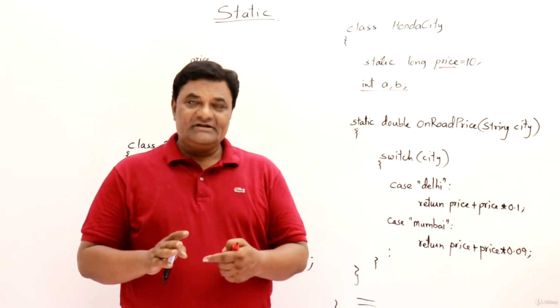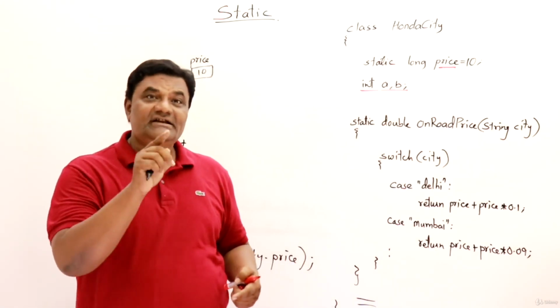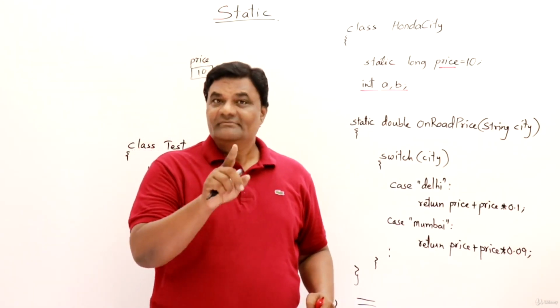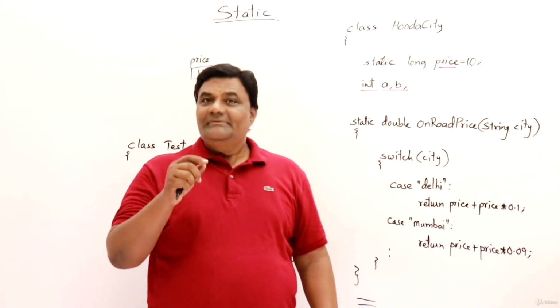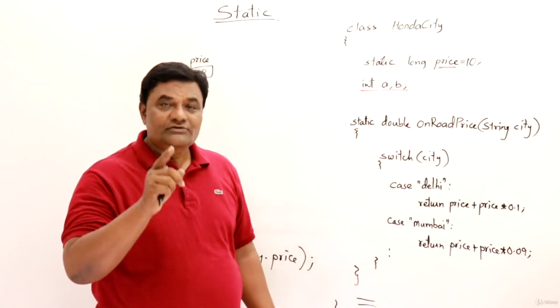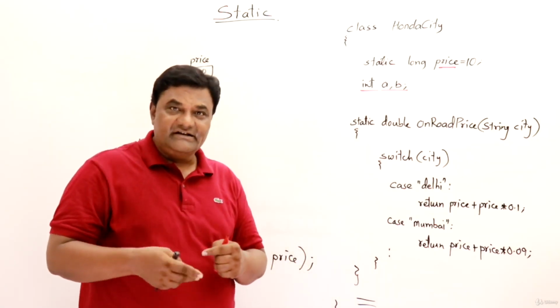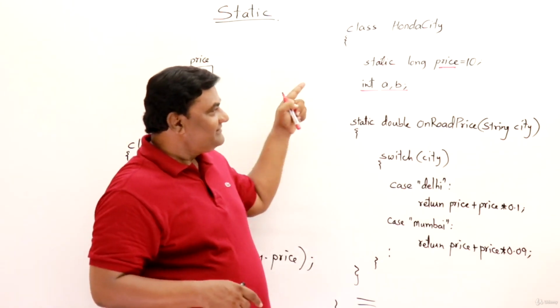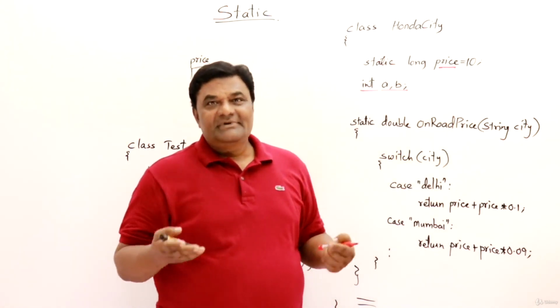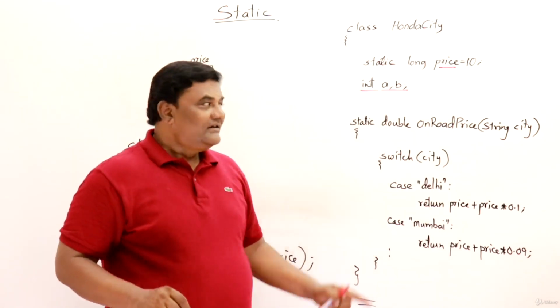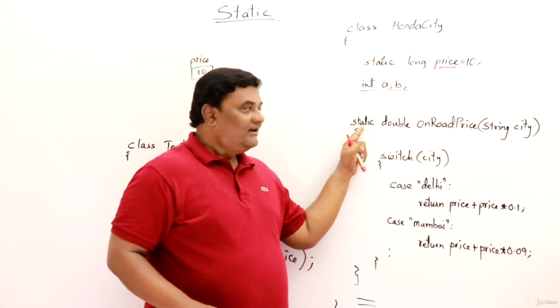And the road tax and the insurance depend on the city. Here in India it varies from city to city. Depending on the city the price changes, so for that some calculations are needed. So I have not written it as a variable, I made it as a method because calculations are required. So that is a static method.